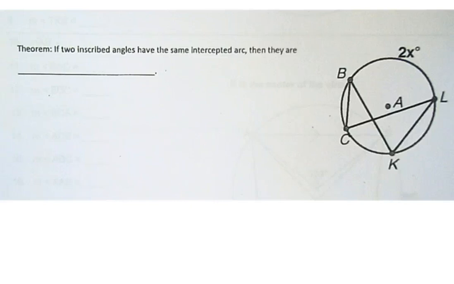The next theorem we talked about is what happens if you have two inscribed angles that have the same intercepted arc. So this angle intercepts this arc, and this would have to be x degrees. This angle intercepts this arc, and if you look, it's the same arc. That would have to be x degrees also. So that means those two angles would have to be congruent.